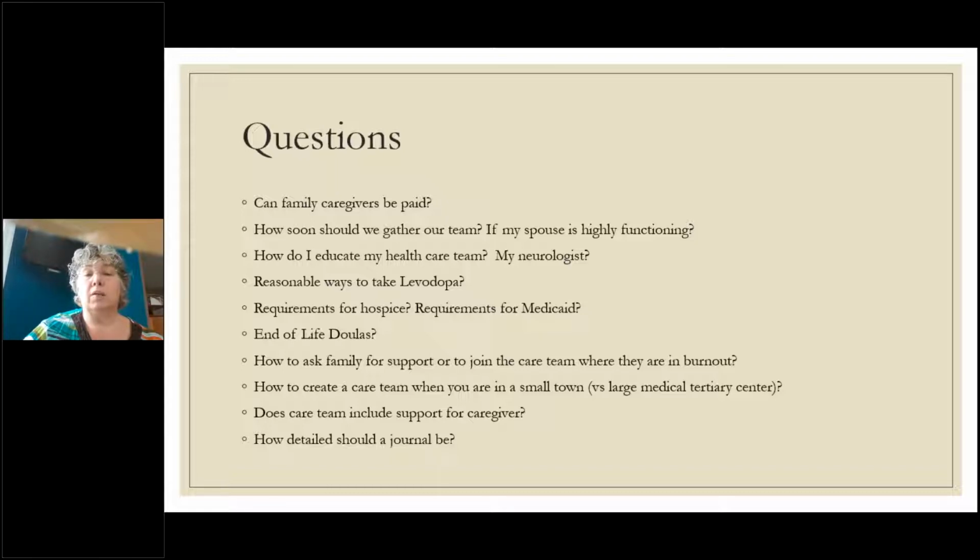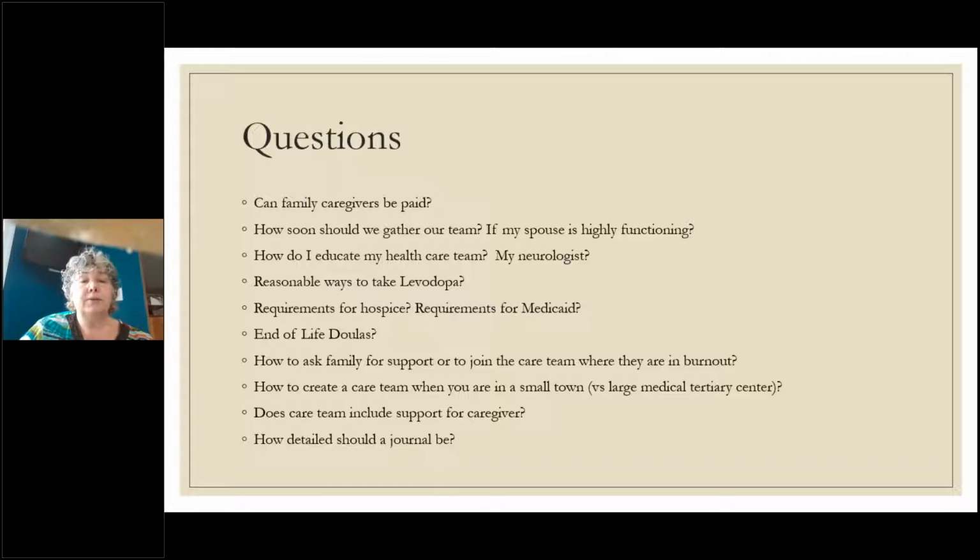And then family caregivers in some states have to show they have some training. In Washington, you have to show training, versus Oregon, not as much. How soon should we gather our team, especially if my spouse is doing quite well? Sorry.